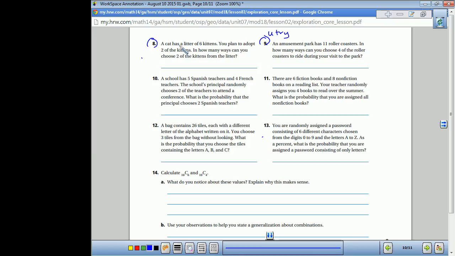I'm going to pick up my kittens. I have 6 to choose from in this little box, but I get to pick 2 to take home with me. Does the order in which I pick the kittens matter? No. Combination.